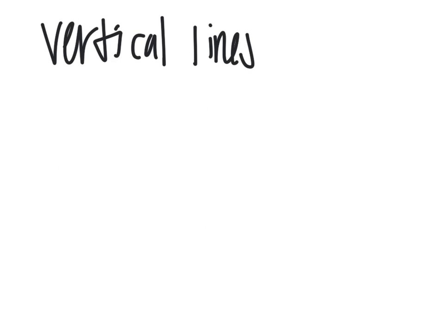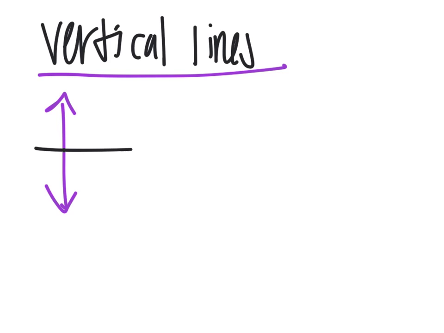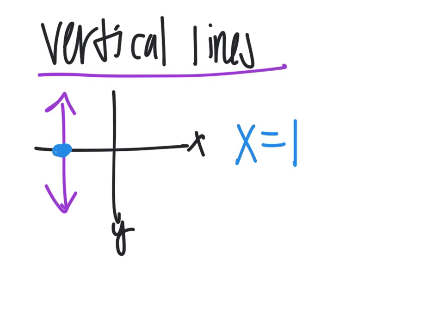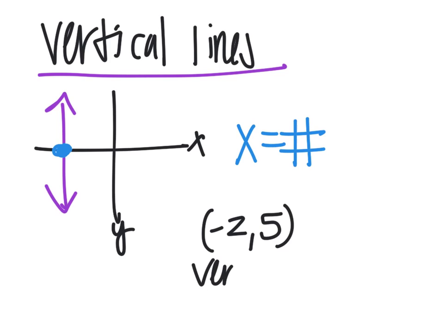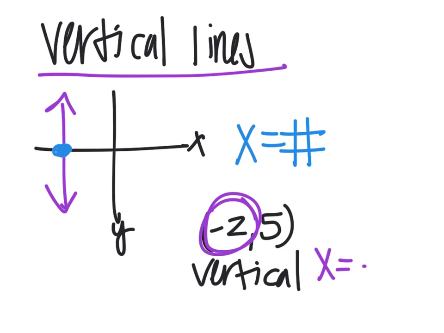And a vertical line is a line that is straight up and down. So imagine if you drew your x and your y-axis. That vertical line is always going to touch the x-axis at some point. So its equation is going to be x equals some number. So if you had a point, say negative 2, 5, and they wanted the line that was vertical and through that point, it's really easy because your x value here is negative 2, so your equation is x equals negative 2.